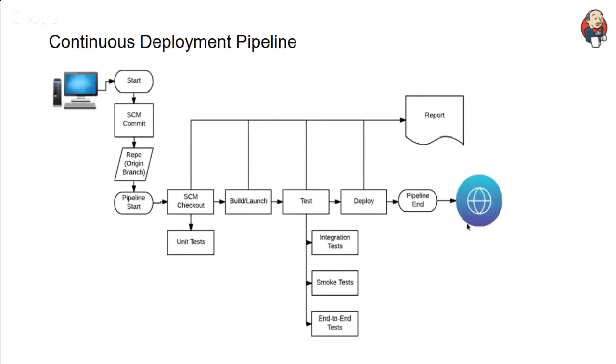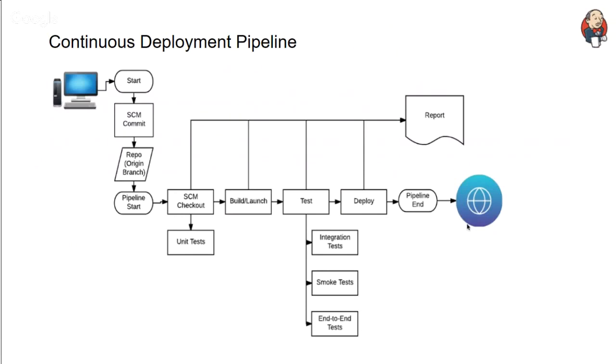Next, this is how the whole continuous deployment pipeline looks. You start to develop, then in source control management you commit the code. This is the origin branch in my repo, so I committed to it. Your pipeline starts, and this is where Jenkins kicks in. It starts building whatever I committed. It checks out from the mainline in source control management, and next it runs the unit tests. From here I just push the button and the pipeline starts. It checks out the code from the mainline, builds it, launches it, and then tests.